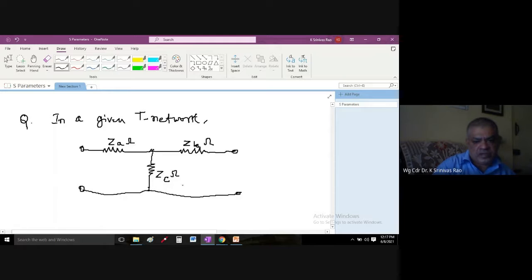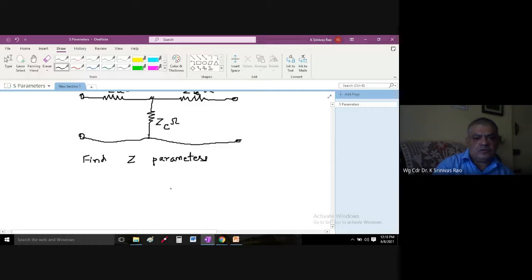Sometimes they will give you values also. Now they will ask you to find the Z parameters. These are all impedances, but from these impedances we need to calculate the Z parameters. So how will you do that? We can use certain formulas here. Please everyone note down the formulas so that we can solve this problem easily.